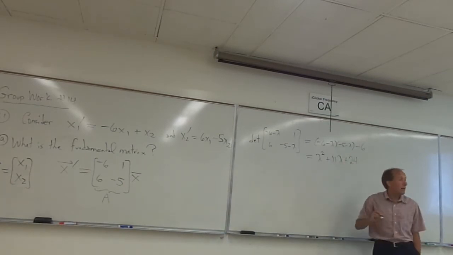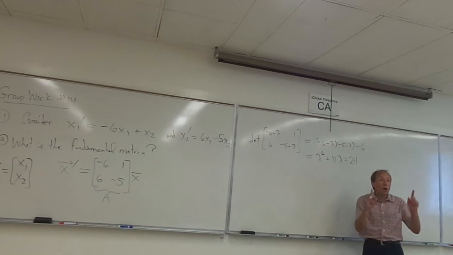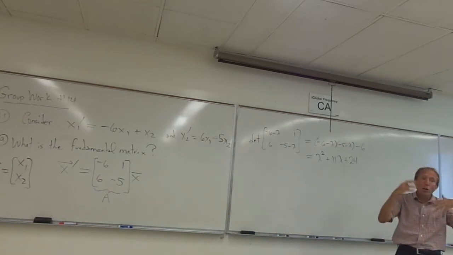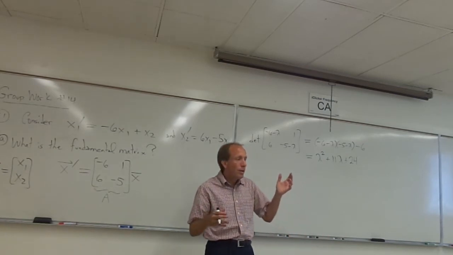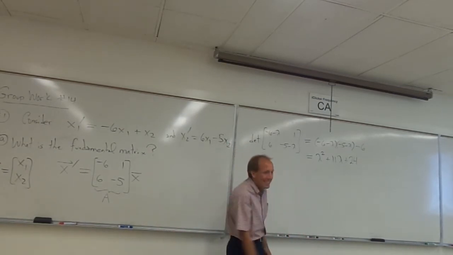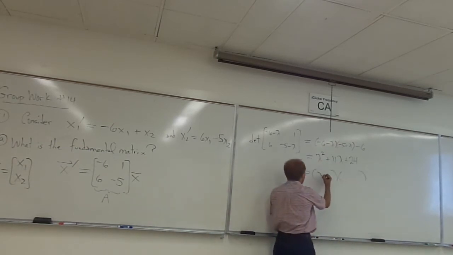Lambda squared plus 11 lambda plus 24. Does that factor nicely? Yeah. Remember, it always factors, so you can always use the quadratic formula. If you can't figure out how to factor it, don't freak out, just use the quadratic formula. In this case, it's going to factor how? Lambda plus 3, lambda plus 8. Good.